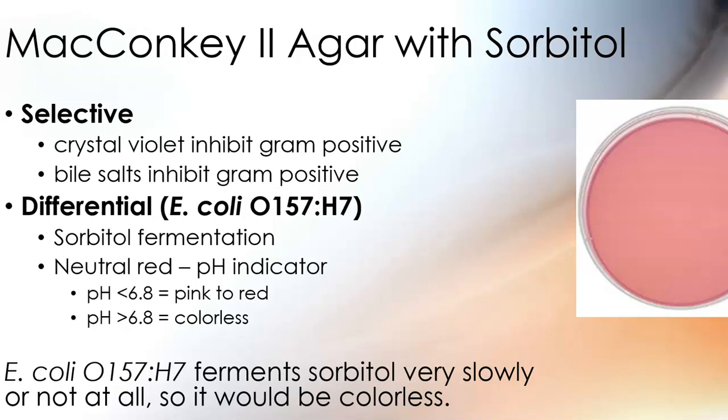But if you get a regular MacConkey and it's pink, and the MacConkey with sorbitol is not pink, we need to start looking a little further because E. coli O157:H7 either ferments it so slow or doesn't do it at all, so it comes up colorless on the MacConkey with sorbitol. So it's a diagnostic thing to be able to say, okay, so it ferments lactose, but it doesn't ferment sorbitol, and we know that this is an E. coli because you're going to learn that distinctive smell of E. coli.